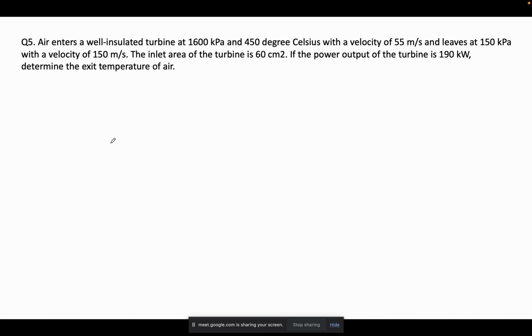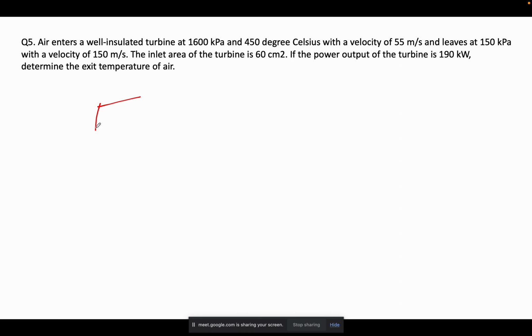Next, air enters an insulated turbine at 1600 kilopascal and 450 degrees Celsius with a velocity of 55 meter per second and leaves at 150 kilopascal with a velocity of 150 meter per second. The inlet area of the turbine is 60 centimeters square. Then if the power output to the turbine is 190 kilowatt, determine the exit temperature.